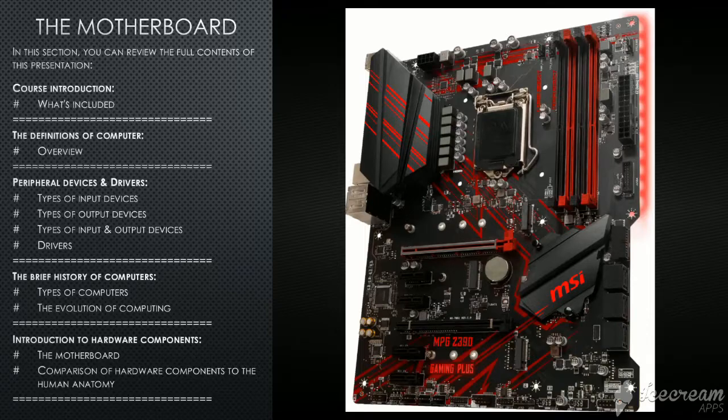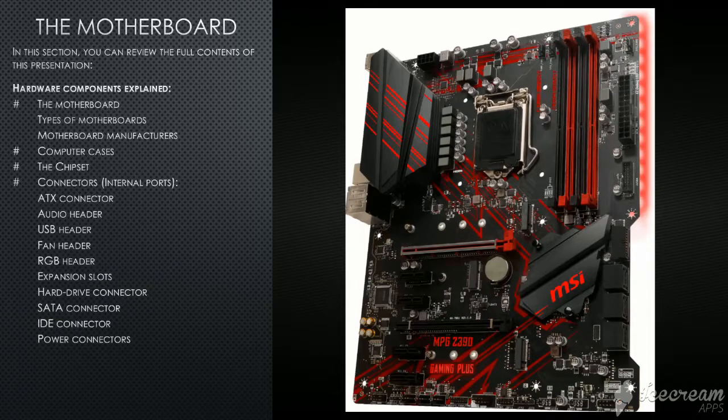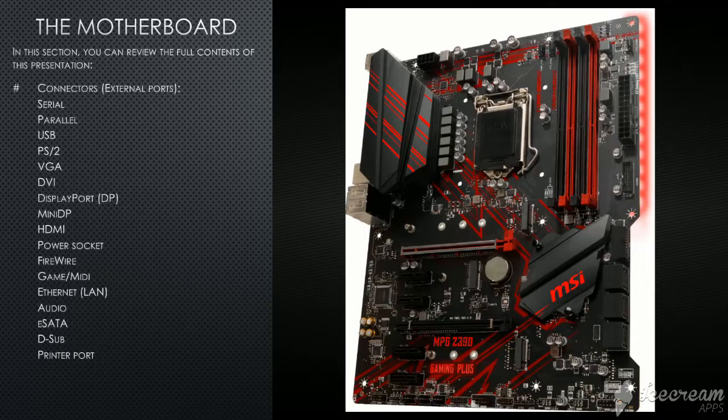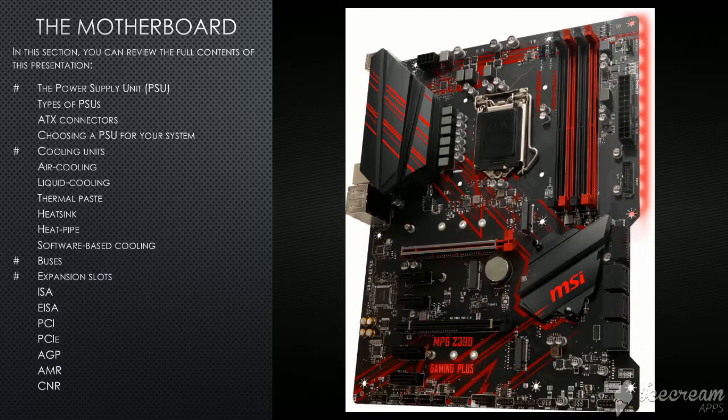We'll be using different applications, virtual labs, illustrations, and common scenarios to help you understand better the orchestration between those components and show you how to confirm different details on your own. The main topics in this chapter will be the motherboard, then we have types of computer cases, we got the chipset, internal connectors, external connectors or ports, power supplies, cooling units, buses, expansion slots, which are in fact part of the internal connectors.